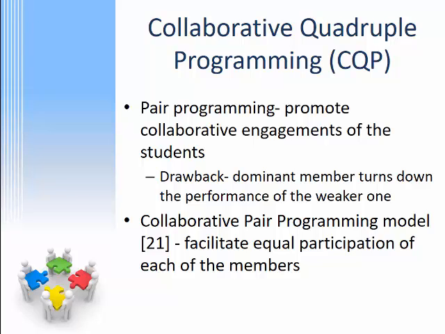A variant of this pair programming model has been proposed by Goyal and Kathuria in their paper titled A Novel Approach for Collaborative Pair Programming. Collaborative pair programming facilitates equal participation of each member.